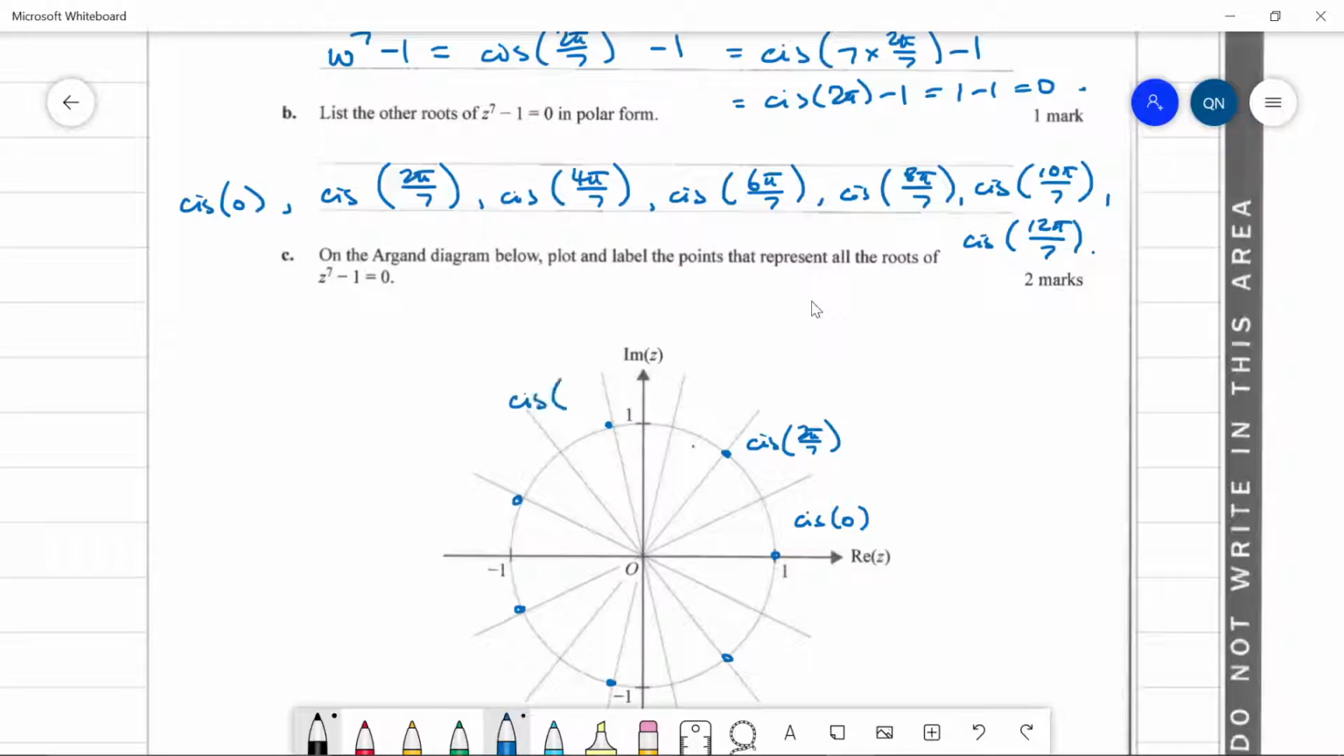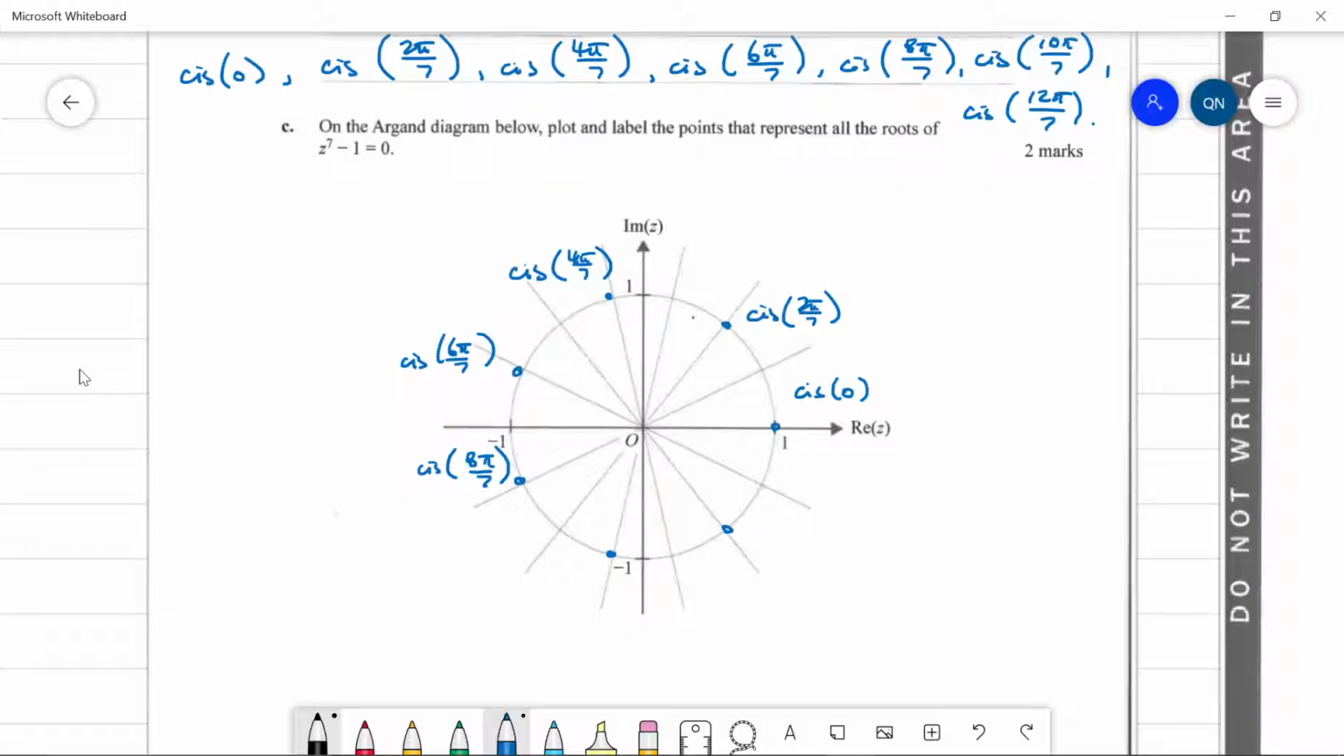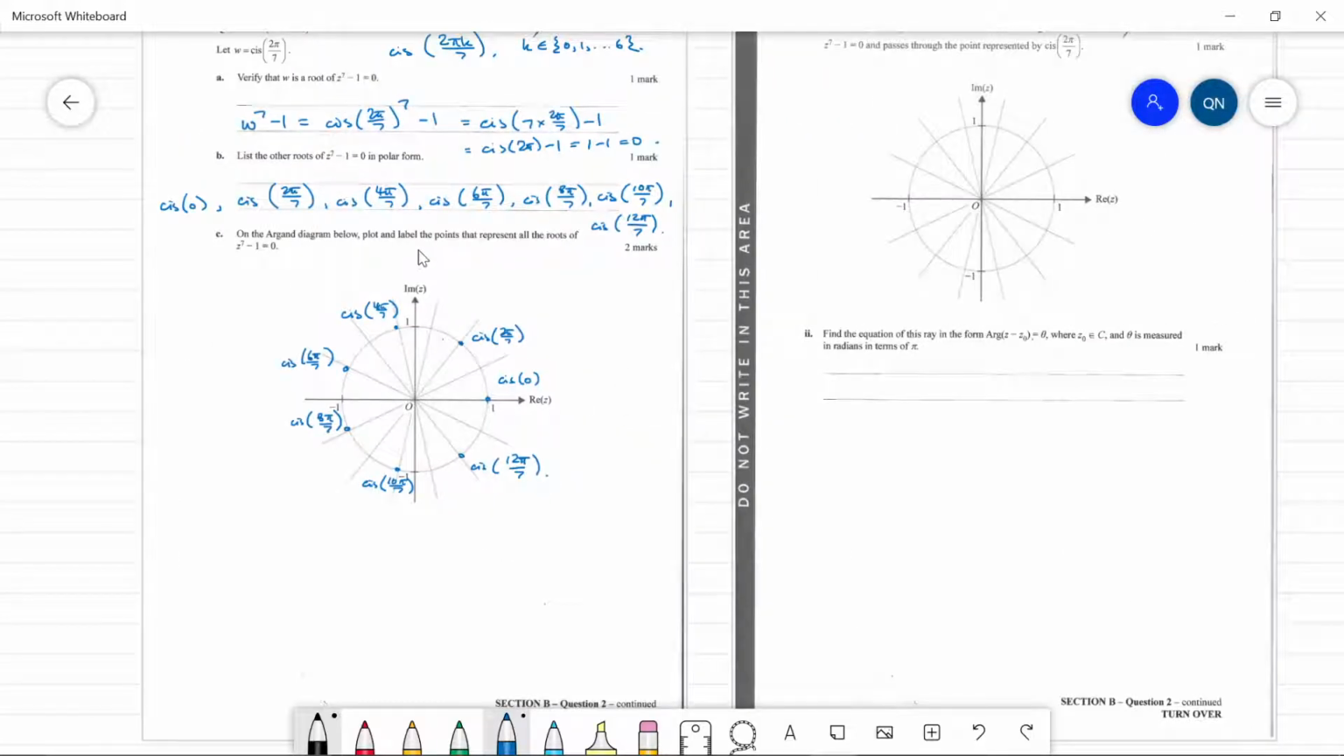So cis of 4π/7, cis of 6π/7, cis of 8π/7, cis of 10π/7, and then cis of 12π/7. Okay, I think that's all for part C. Just plot and label. Okay.